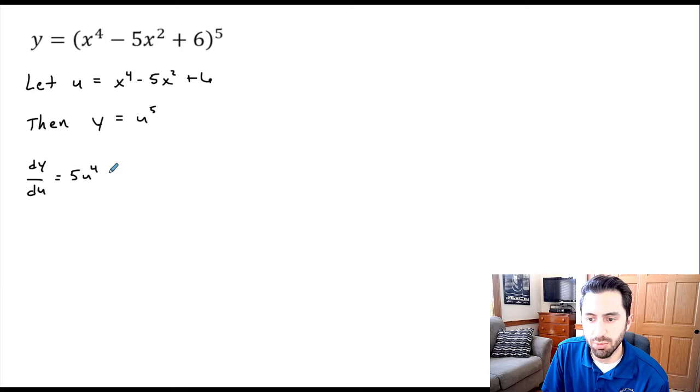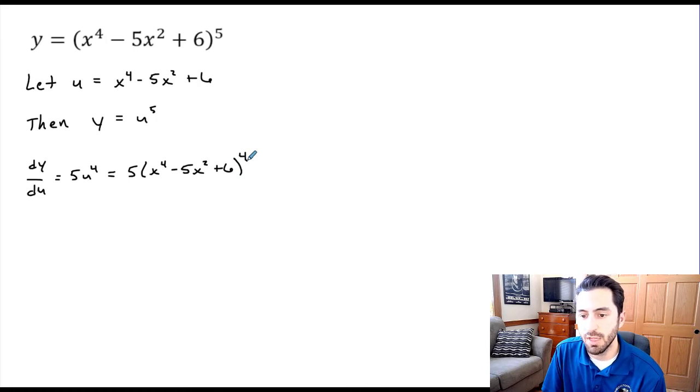Now I actually need to do one more thing here. u is not actually part of our equation, so we want to resubstitute back in our expression. So instead of u, let's plug in our trinomial. So our derivative of the outside, we have 5 times x to the 4th minus 5x squared plus 6 to the 4th power. So there's the derivative of the outside.